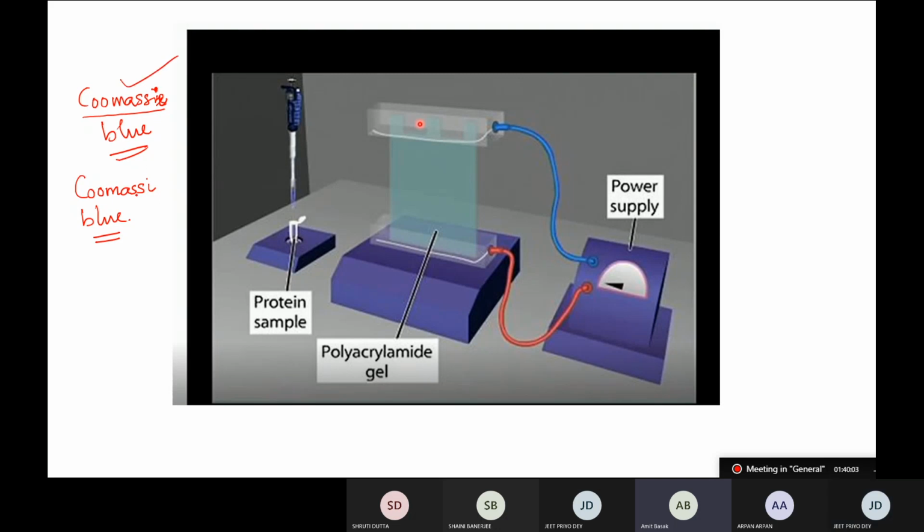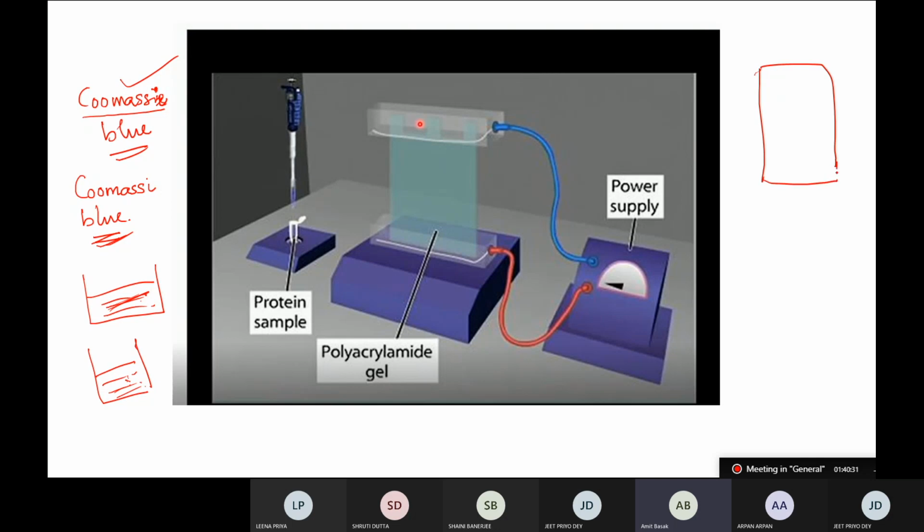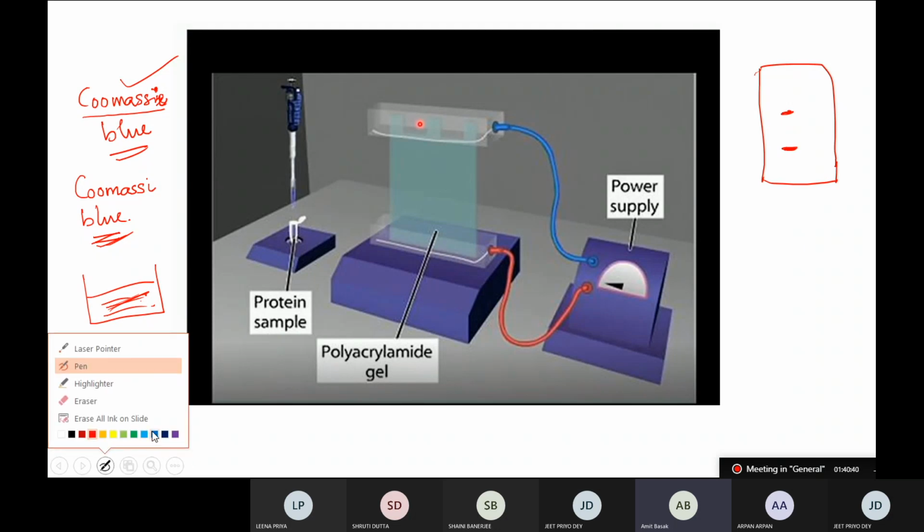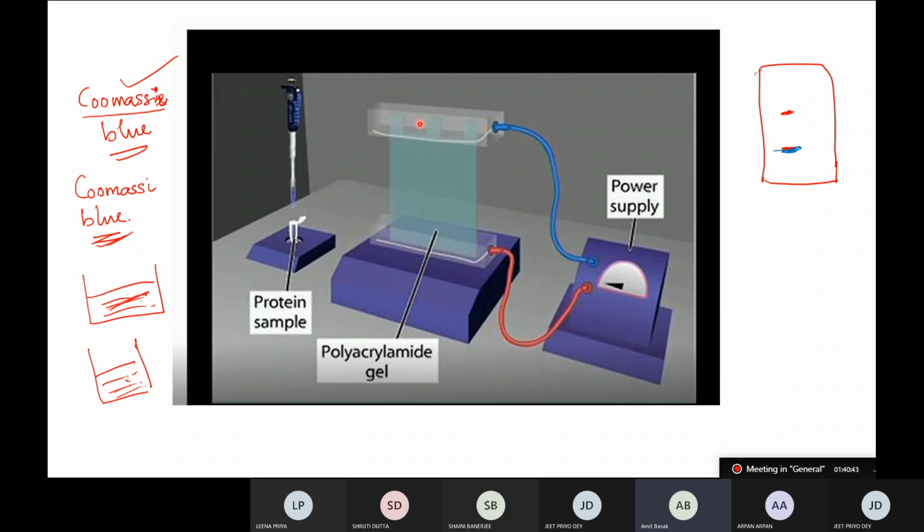Okay, IE. So this is actually a blue dye. What you do is take this whole gel out, put it in a solution containing this blue dye, and then take it out and put it in another solvent, which is usually an acetic acid cocktail. After some time you take the gel out, and you will see blue bands only wherever there is protein, not red. I'm using a red pen, that's why it looks red, but actually you will see blue bands.